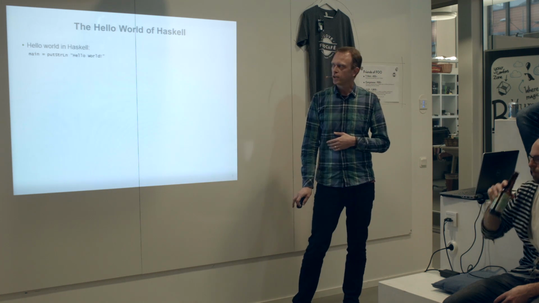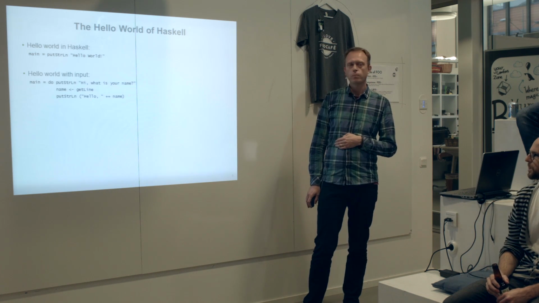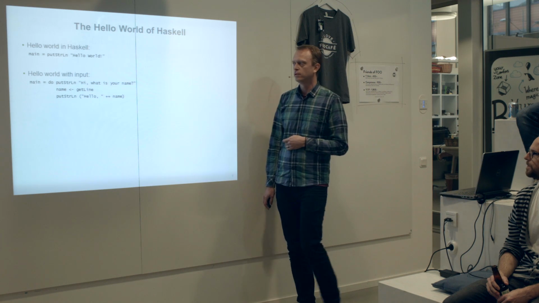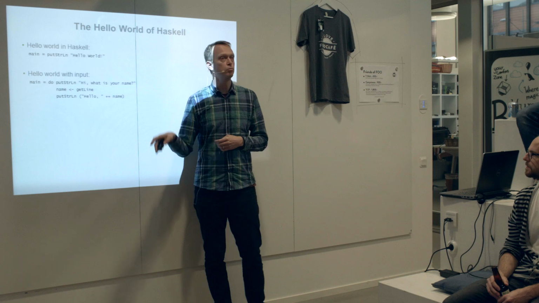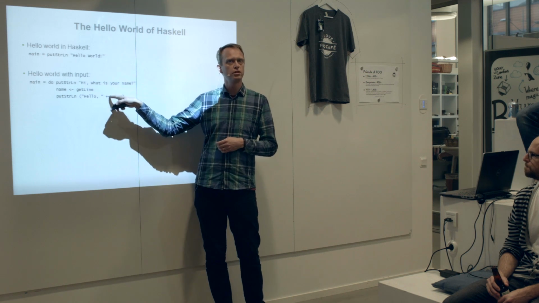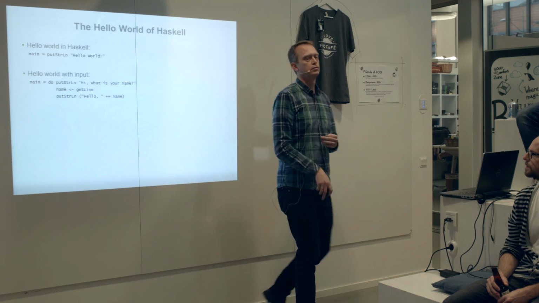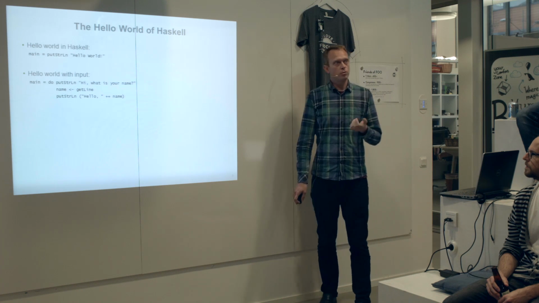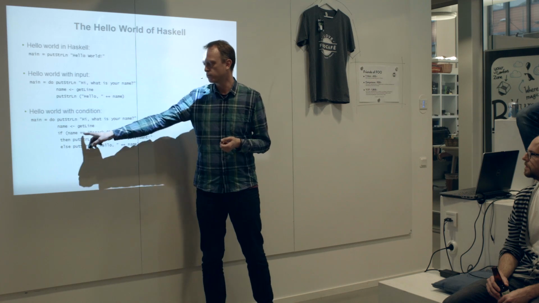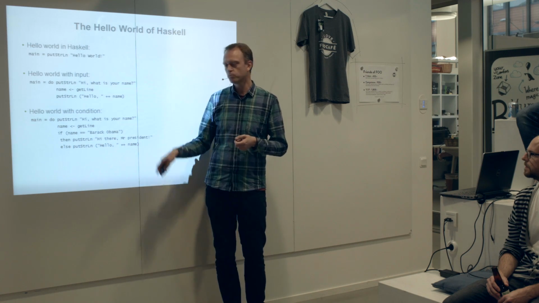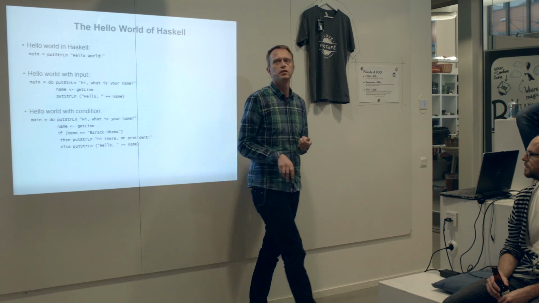If I want to do input, I can do something like this. So I will write, hi, what's your name? And I will do getLine to get that value, and I will just print that out, hello, ++. And this is the concatenation operation for joining strings in Haskell. If I want to do some form of branching, I can do like this. So I can add an if statement. So if the name equals Barack Obama, I will write, hi there, Mr. President. Otherwise, I'll write your name.